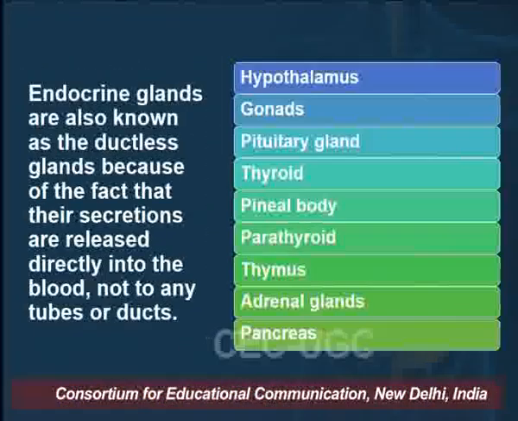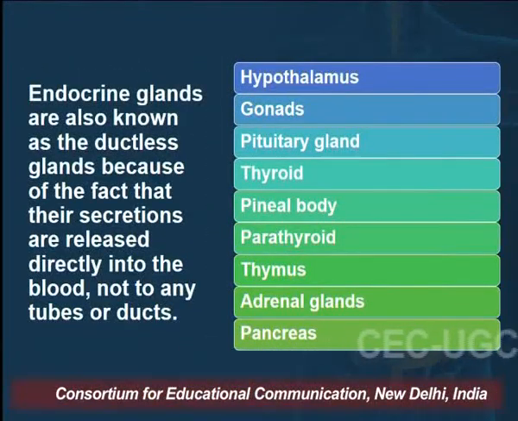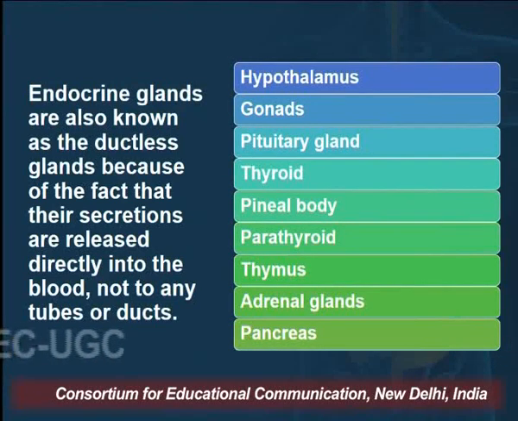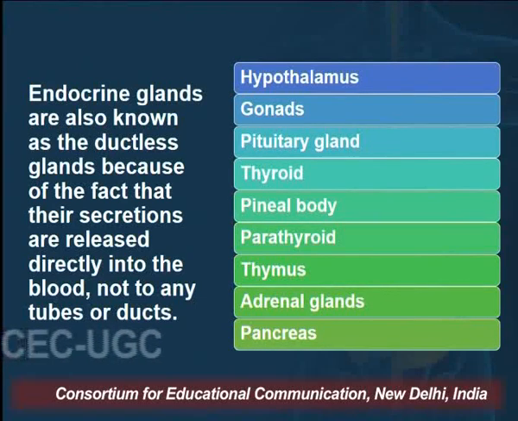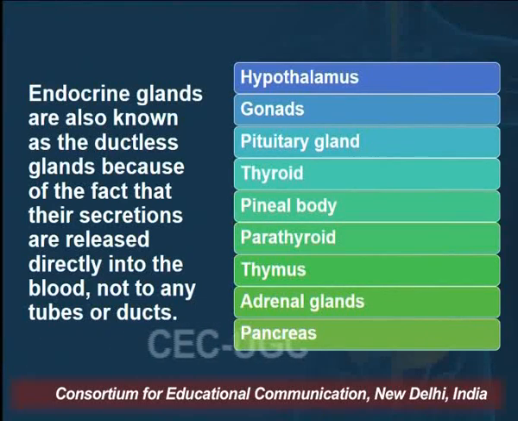Now, the endocrine glands are known as the ductless glands, because their secretions are released directly into the blood, not into any tube or duct. And we have the hypothalamus, gonads, pituitary gland, thyroid, pineal body, parathyroid, thymus, adrenal glands, and pancreas.